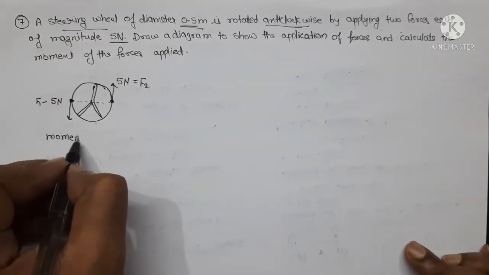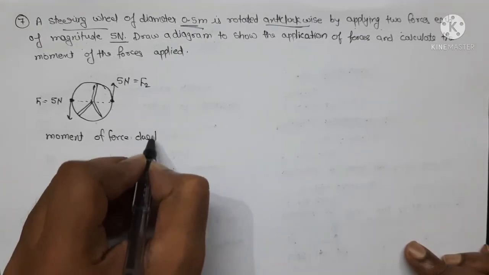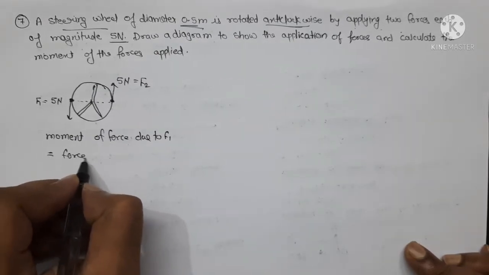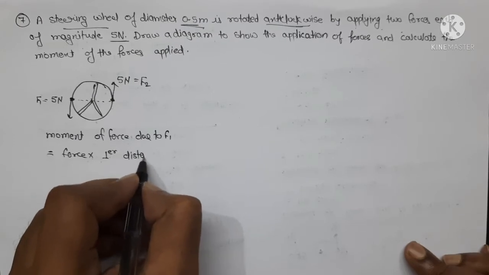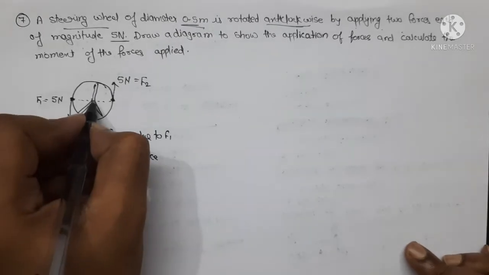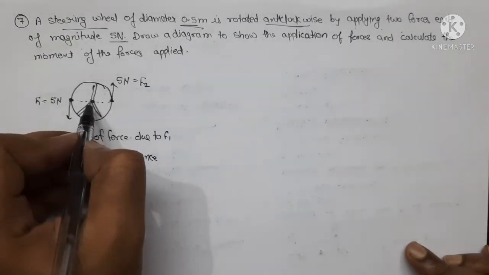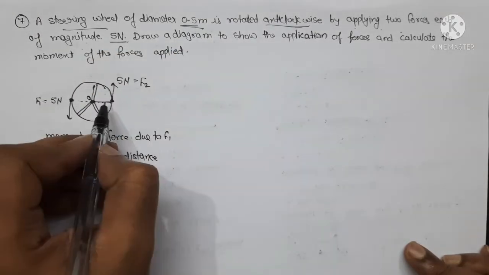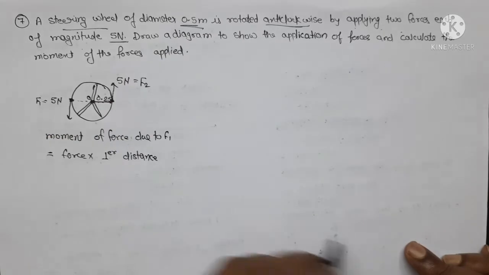So let's start. Moment of force due to F1. So what is the formula? Simple, force into perpendicular distance of the force from the axis of rotation, or we can say from the pivoted point. So here the pivoted point will be at the center, and the distance will be this one only. So 0.5 meter is the diameter.